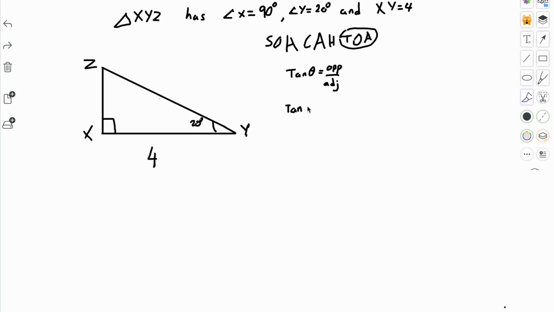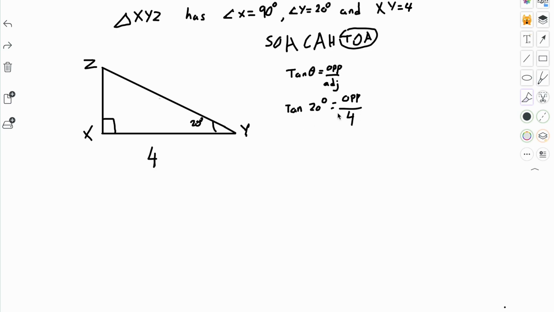So now we're going to fill in everything. Our theta is 20 degrees because we're given 20 degrees. And our opposite, we don't know what our opposite is. So opposite is still unknown, and we're just going to leave it as opposite. We're going to fill our adjacent in. We know from x to y it's 4. So this is our adjacent because it's with the angle. This is our 4.